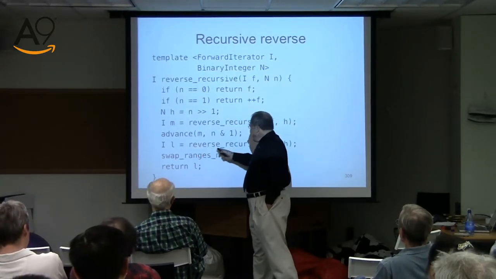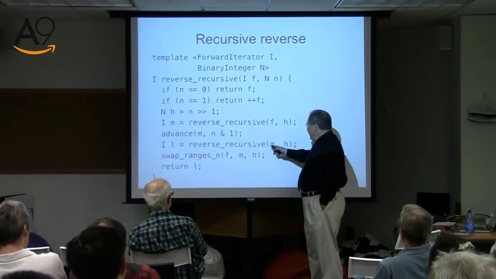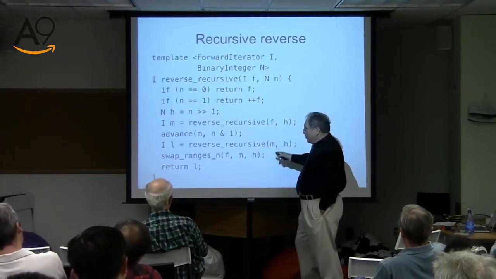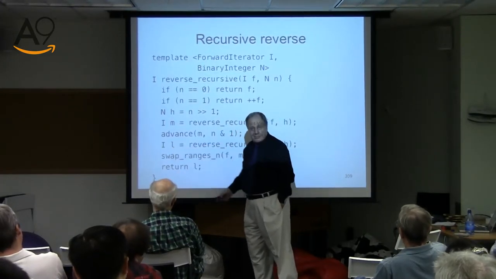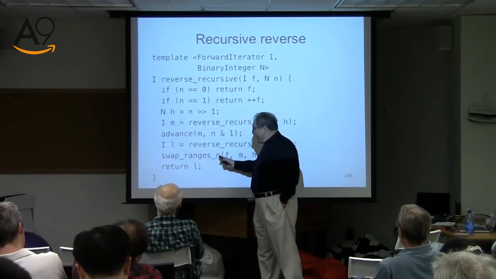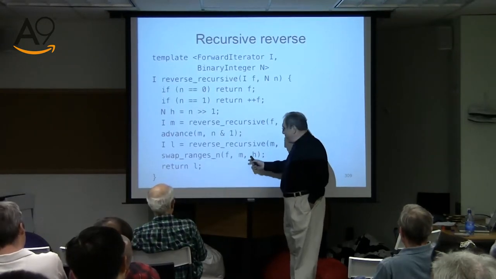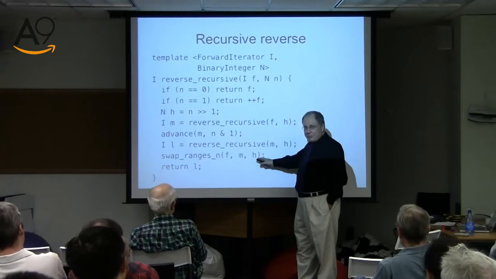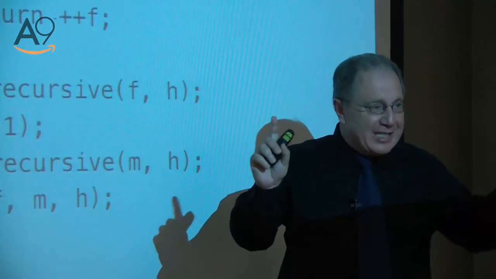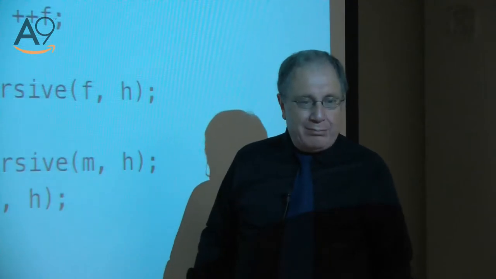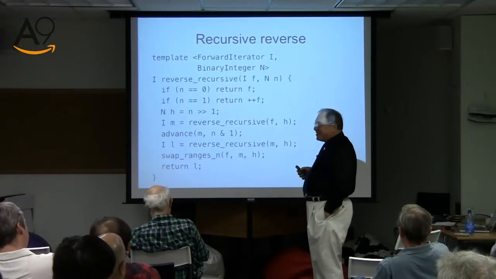So we do reverse recursive calling of this subproblem, which gives us l, which we need to return. And then we swap ranges, n. We know n, which is h. These ranges are of the same size. You go and swap them, and then you return l. The amazing thing, it's not clear who does the work. Right? Well, the stack does the work, but, you know, it's not a very deep stack. It's log n stack. I think it's very pretty, guys.